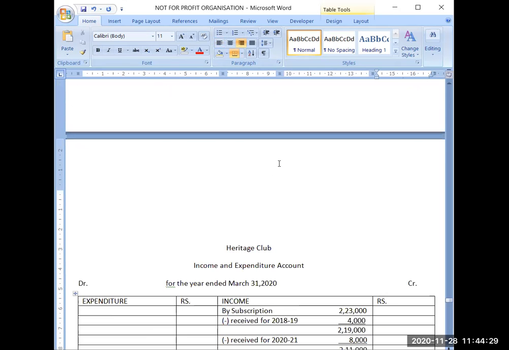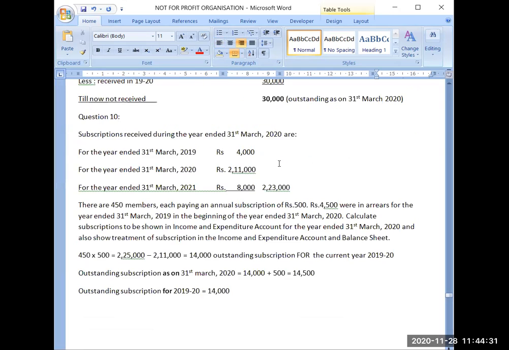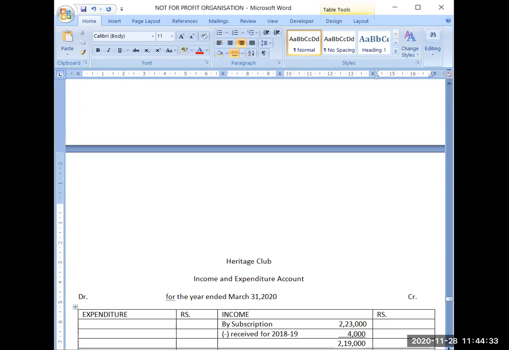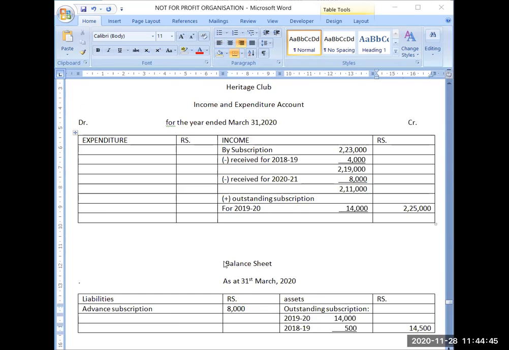So this way you will be presenting all the information in your financial statements. I hope all these points are clear. The chat box is open now. If you have any query regarding this question, you can ask first. Then I will proceed to the next question.